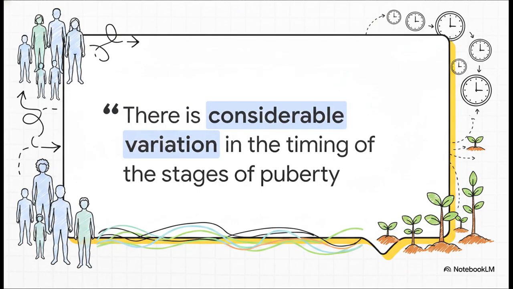And that brings up an absolutely critical reminder. Young people constantly worry if their physical development doesn't perfectly mirror their friends. But the reality? There is considerable variation in the timing of these stages from person to person. It's completely 100% normal for timelines to vary wildly. And despite those differences in timing, the vast majority of people develop into perfectly healthy, normal adults.